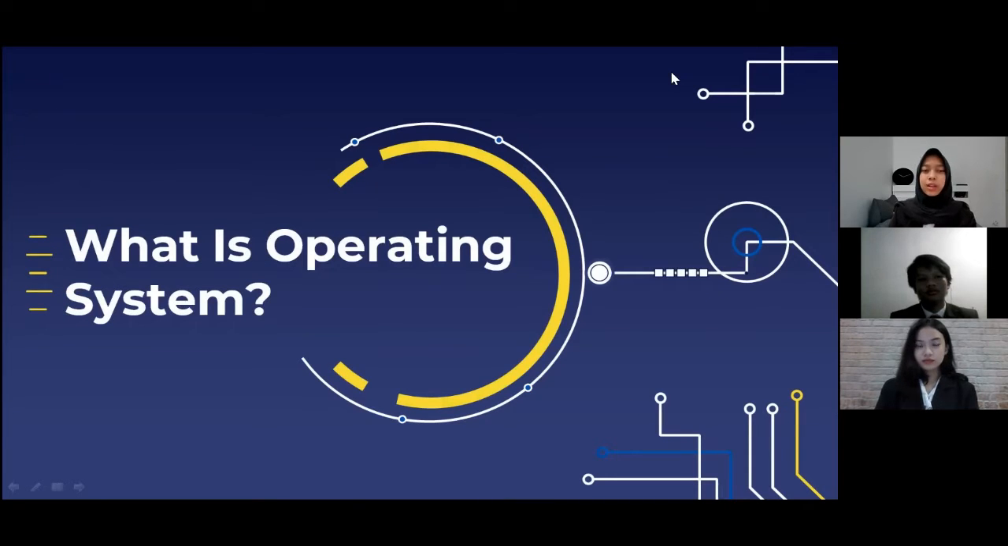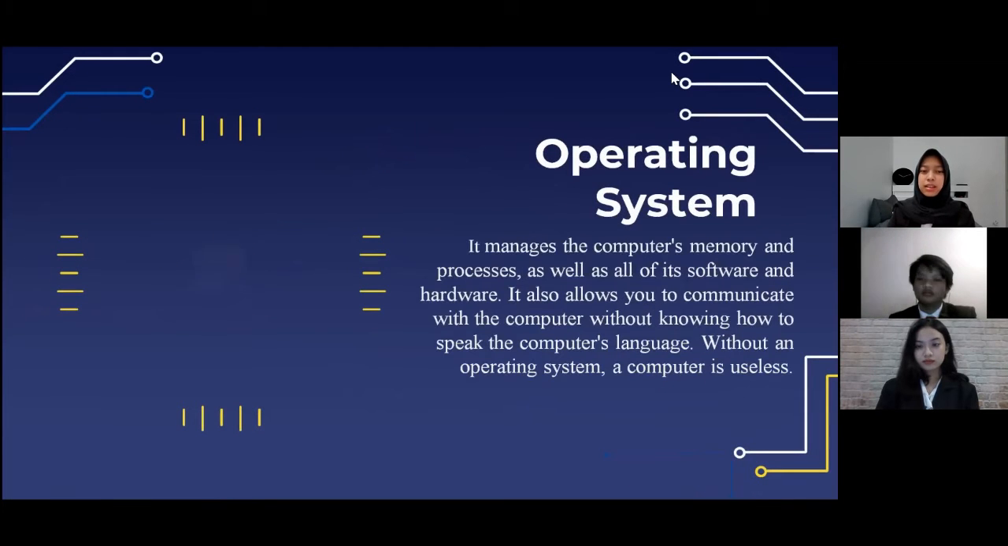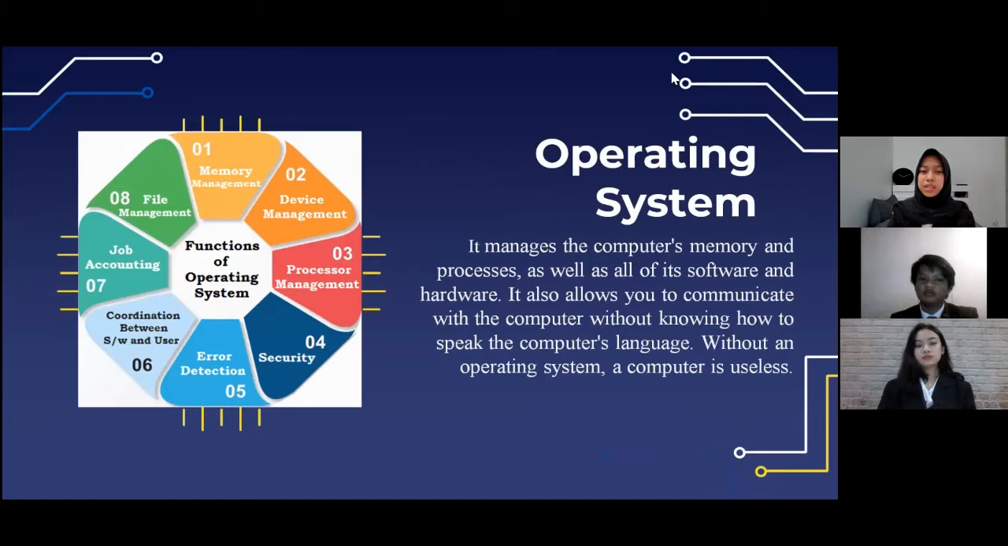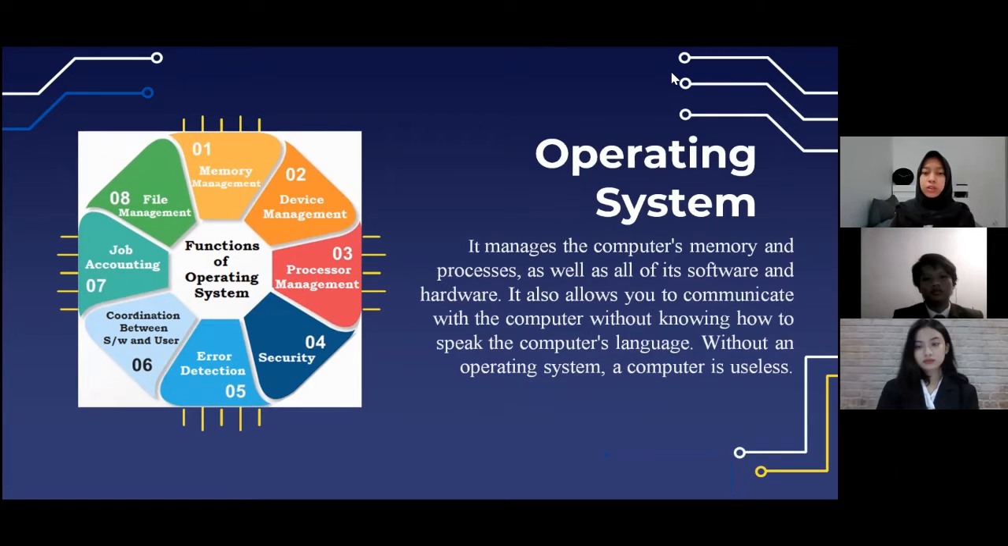First of all, what is an operating system? The operating system is the most important software that runs on a computer. It manages the computer's memory and processes, as well as all of its software and hardware. It also allows you to communicate with the computer without knowing how to speak the computer's language. Without an operating system, a computer is useless.